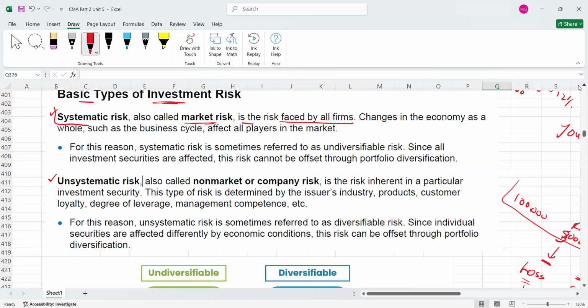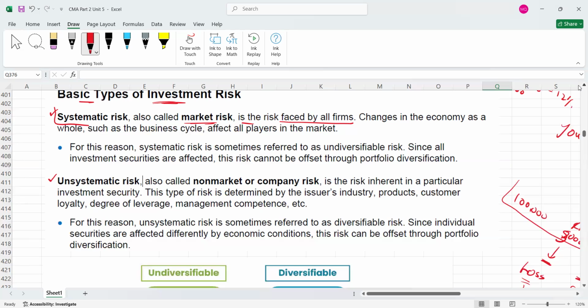Another example. For example, if there is a war in a country, this war will not affect only a specific sector. It will affect all sectors, all companies, right? If there are changes in interest rates, interest rates won't affect only a specific company or sector. No, they will affect all the companies, all the sectors. Another example is inflation, an increase in prices, right? Inflation won't affect only a specific company. No, inflation will affect all the companies and all the sectors. So any risk which will affect all the companies is called systematic risk.